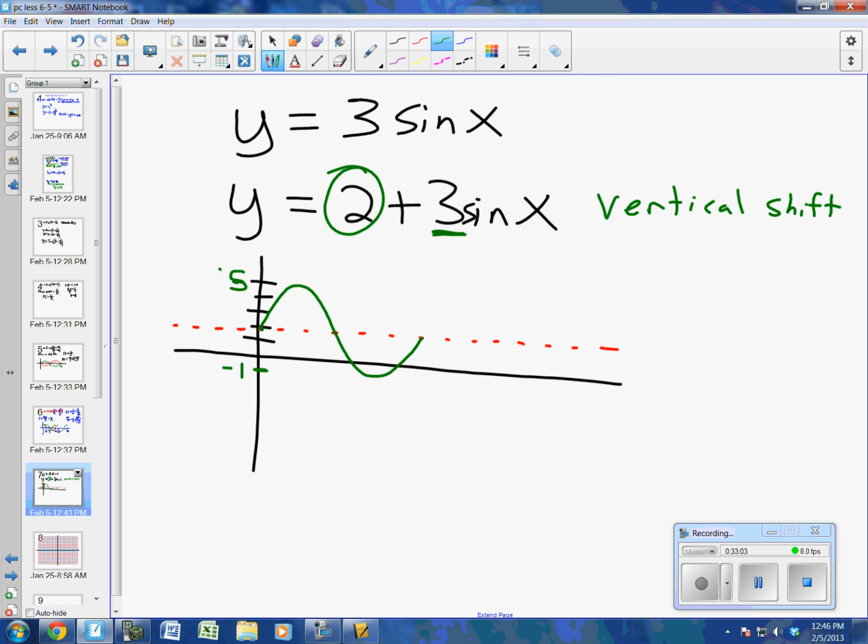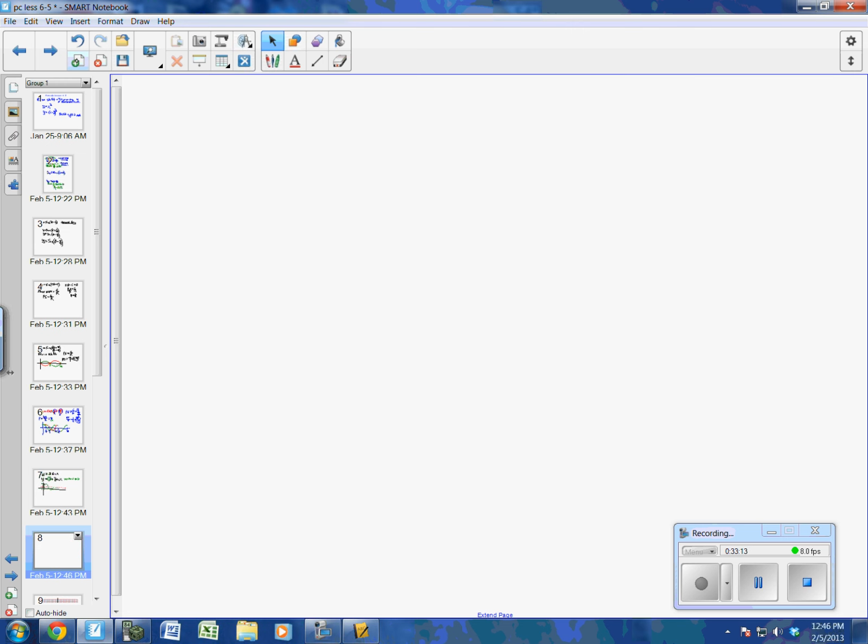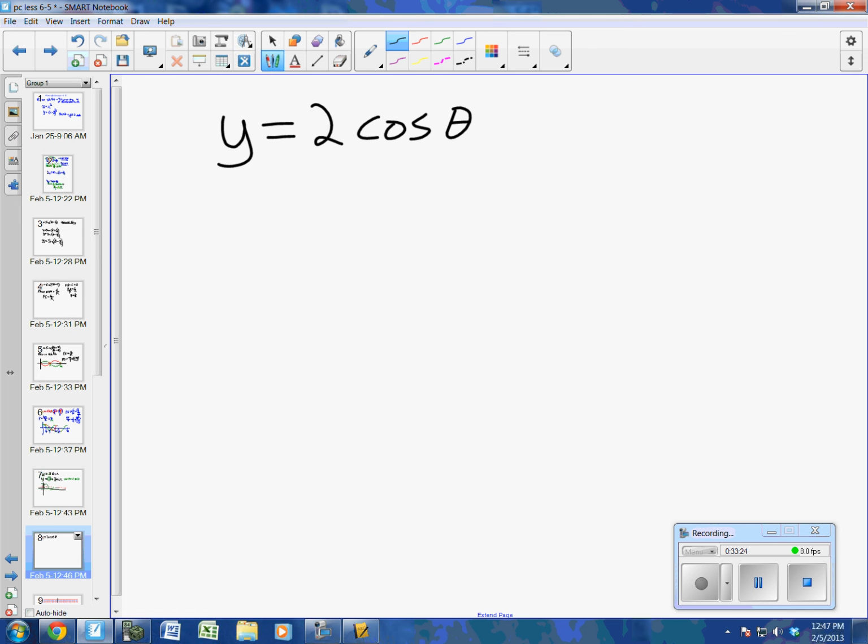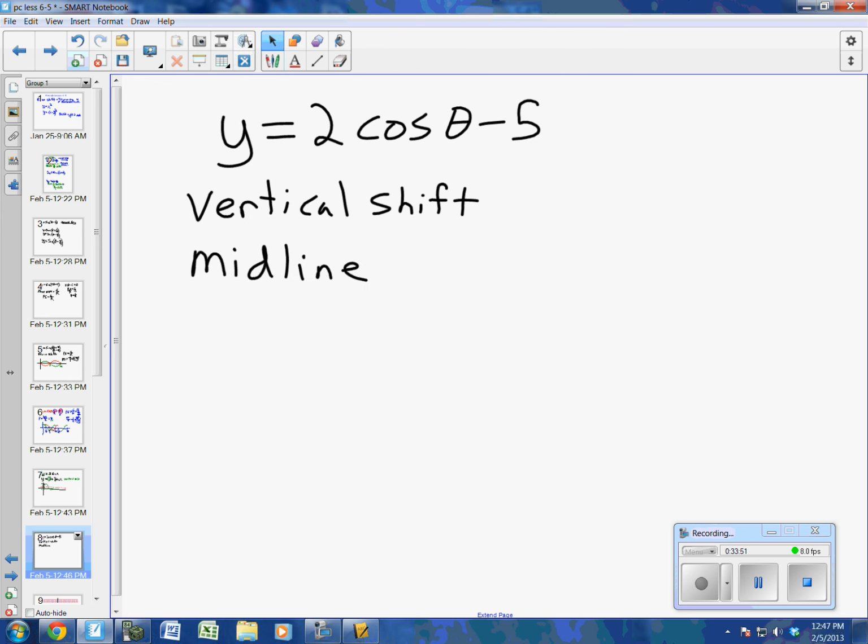Do we understand that? Okay, we'll test you out right here. Everybody do this problem right here. I'm going to give you this function. Do not graph this in your calculator. I want you to do this one by just looking at the function. y equals 2 cosine of theta minus 5. I want you to find 2 things: the vertical shift, and the equation of the midline. Those 2 things. I'll give you a minute on that.